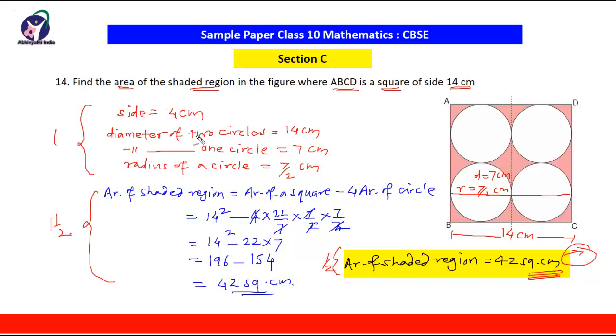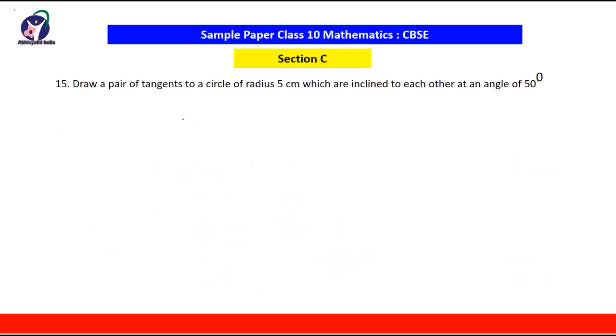Now let us see the another question. Here is the another question: draw a pair of tangents to a circle of radius 5 centimeter which are inclined to each other at an angle of 50 degrees. Friends, here I do not have the electronic instruments to draw it here, and since I do not have that, I cannot show you how to draw it. So you please draw it yourself and learn it, how to do this construction.